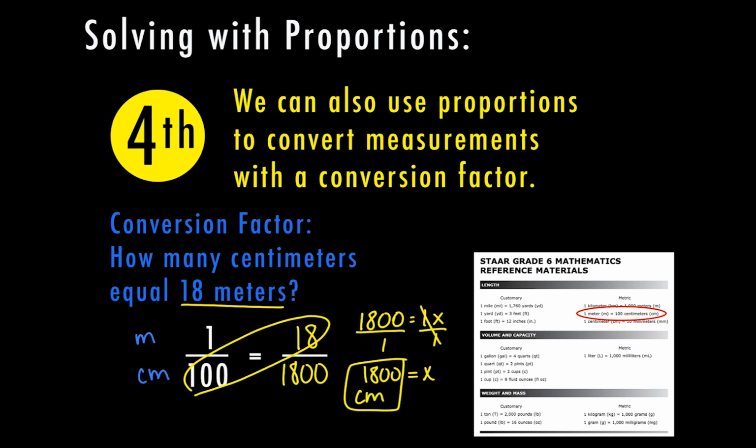Now, any way I did this, 1 times 18 is 18. 100 times 18 is also 1800. Or I could say 1 times 100 is 100, and 18 times 100 is 1800. So this one would work in any direction because our number 1 is in the numerator.